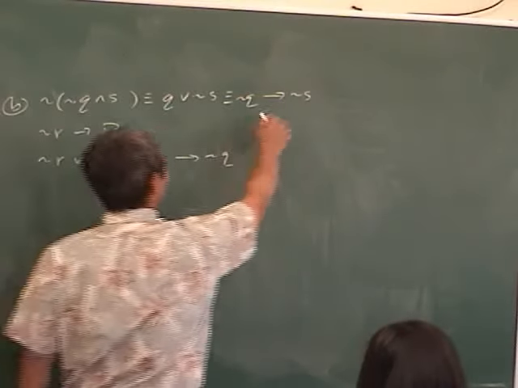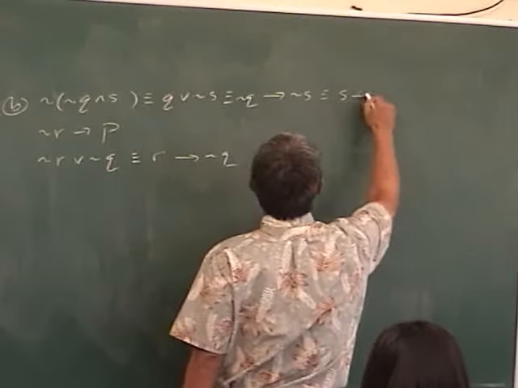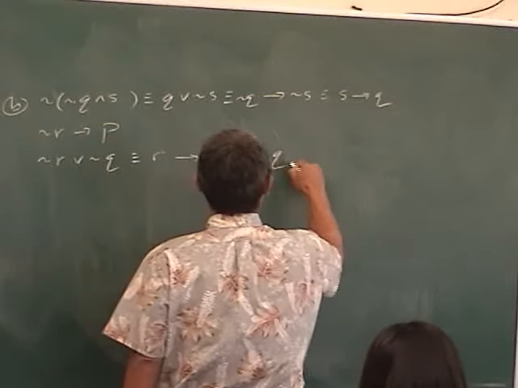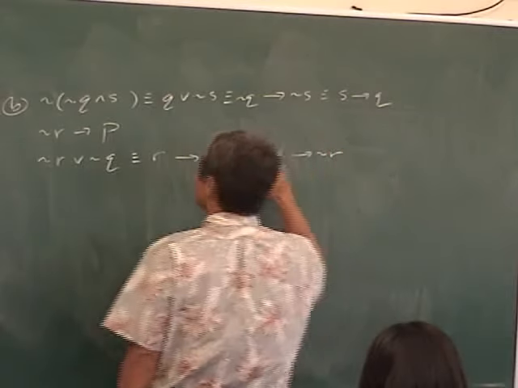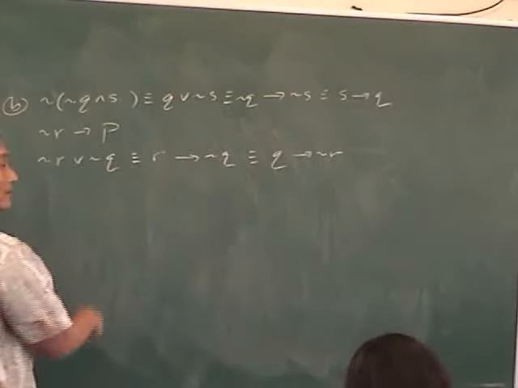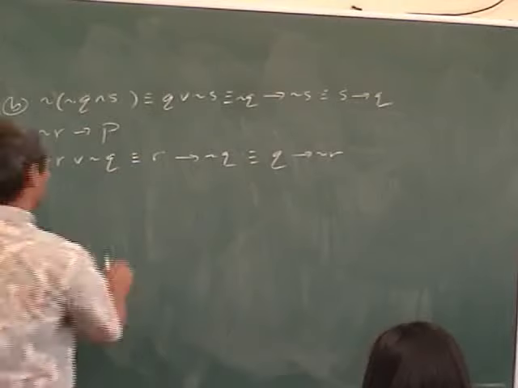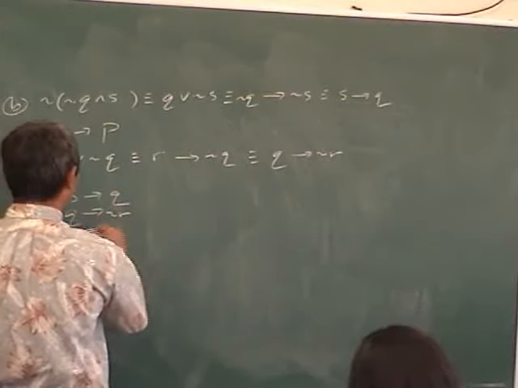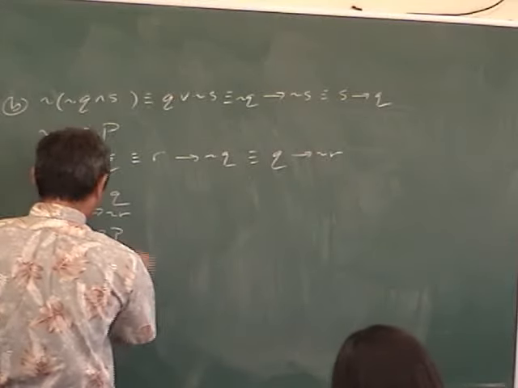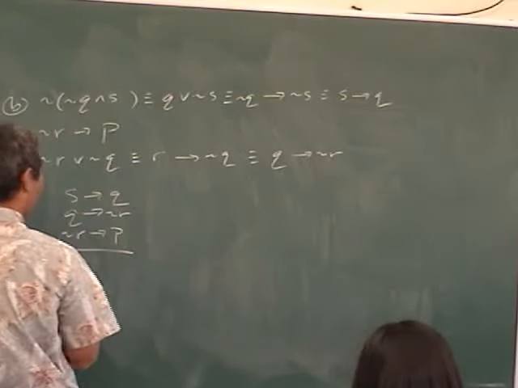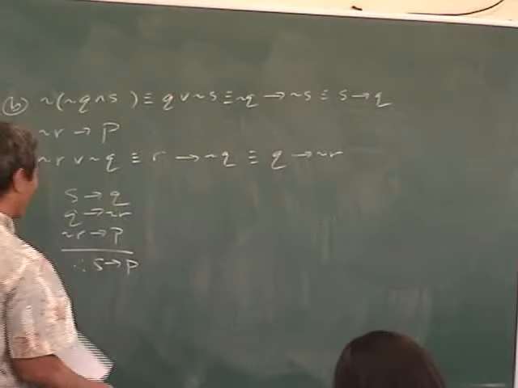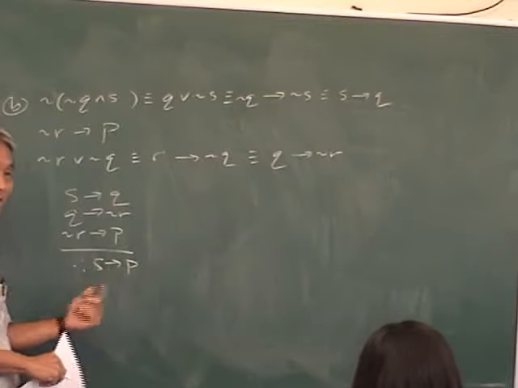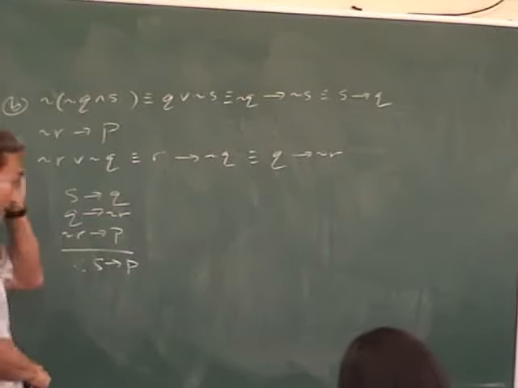Okay, so if you contrapositize this one, you get S implies Q, right? If you contrapositize this one, you get Q implies not R. And then if you leave that one alone, you get R implies P, right? They're all hooked up, right? So S implies Q, Q implies not R implies P, therefore S implies P. Of course, if you did the other way, your answer would have been not P implies not S, which would be the contrapositive one, right? Which is the same thing.